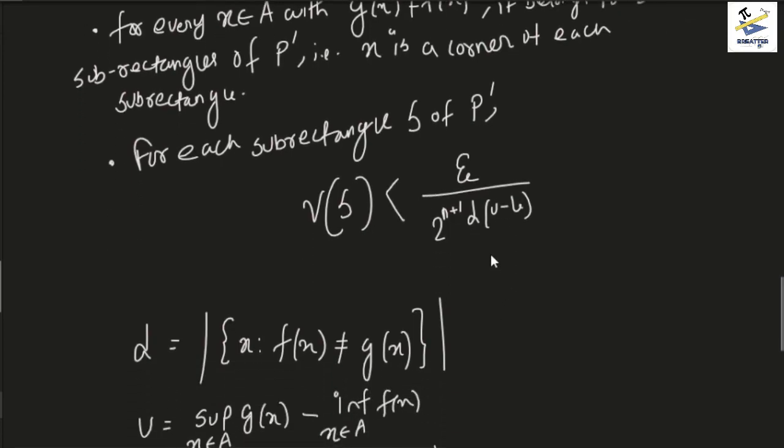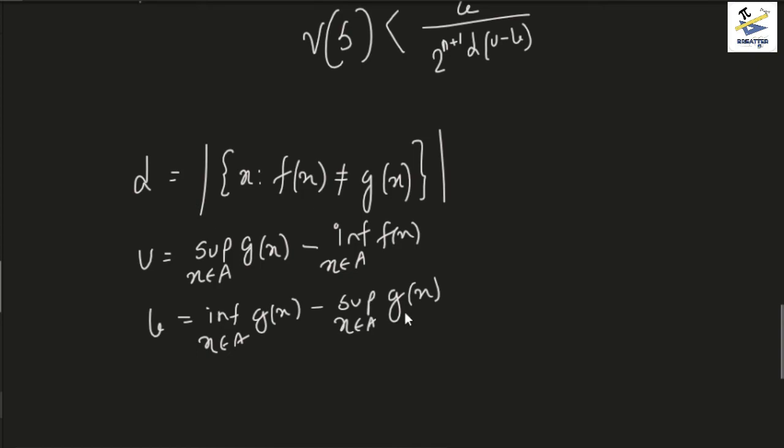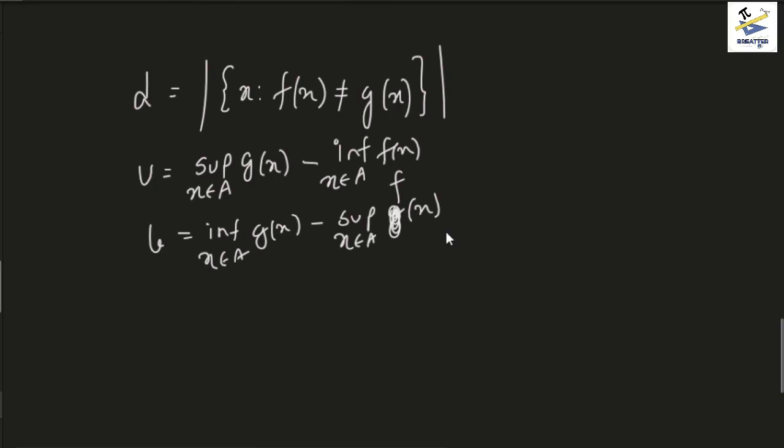So what we are trying to find here is that we are dividing the whole region into sub-regions where each rectangle has a volume of 1 by 2 to the power n, because there are 2 to the power n subrectangles, so each one will have 1 by 2 to the power n of the volume. And we are also dividing by U minus L, where U is the supremum of g of x minus the infimum of f of x, and L is the infimum of g of x minus the supremum of f of x. Okay, so this should be f of x, obviously. So this is what we have in mind. Now for that, what we have here is this.